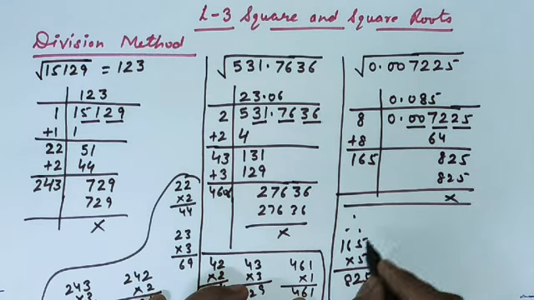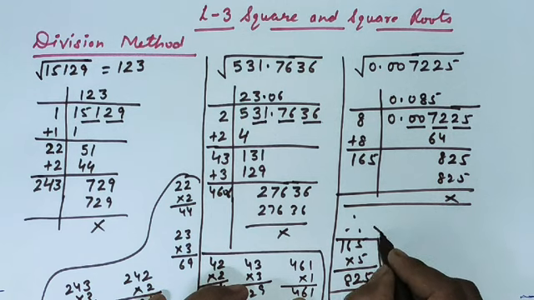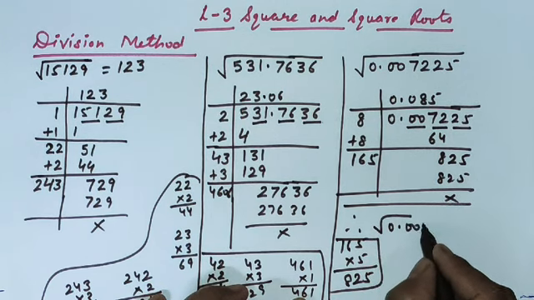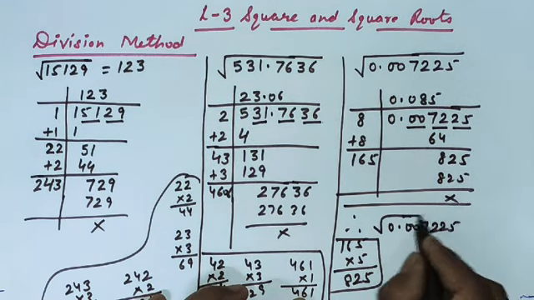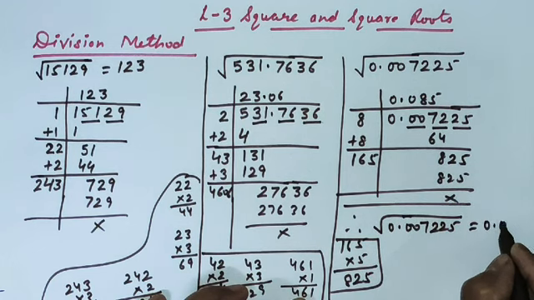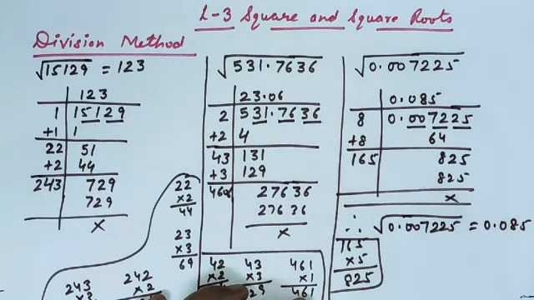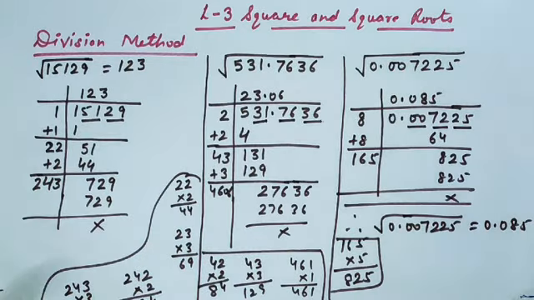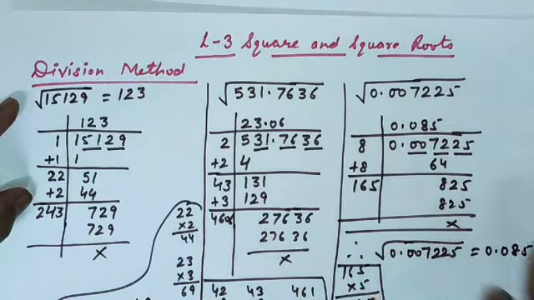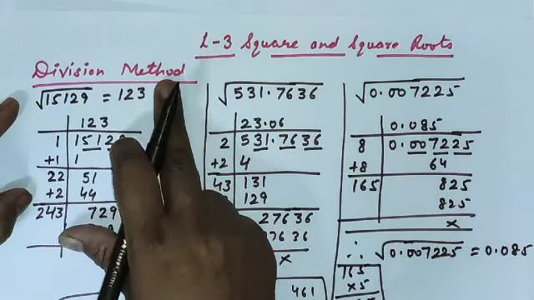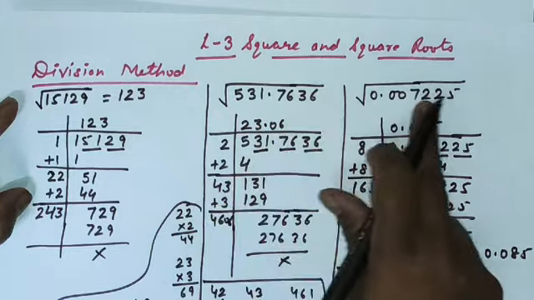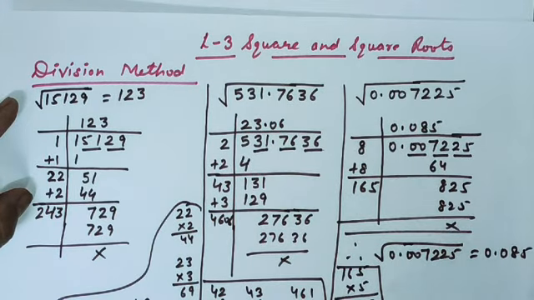So, this is rough work, so the square root of 0.007225 is equal to 0.085. Okay children, now this is the simple method of finding the square root using division method when the number is a perfect square. As you can see, all the divisions are complete.